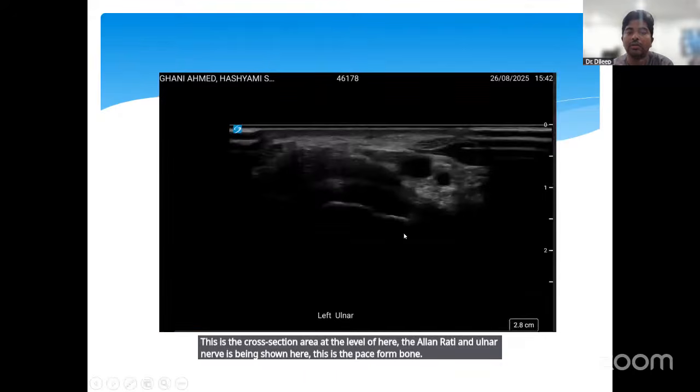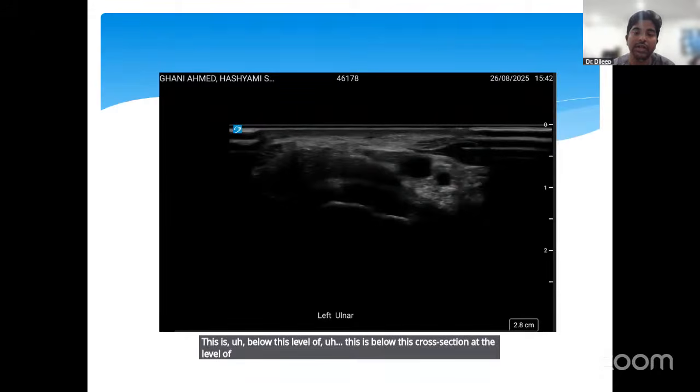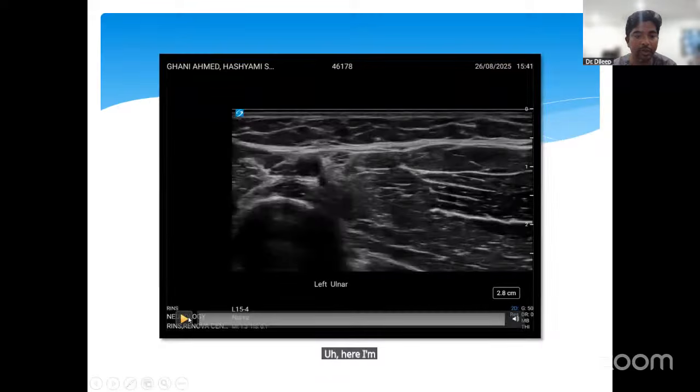This is below this cross section, at the level of the distal wrist. Here there is one cystic lesion compressing the ulnar artery along with the ulnar nerve, which may be at the level of Guyon's canal. Here I am showing the video.